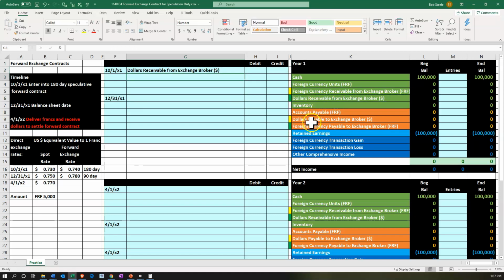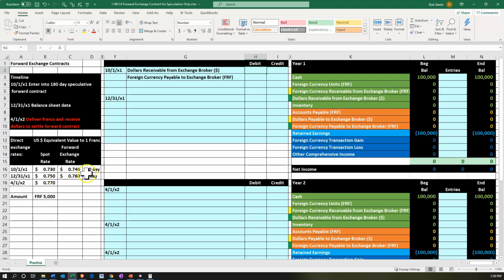And then the other side, instead of dollars payable to the exchange broker, we're not paying dollars this time. We're getting paid, we're not paying dollars. We're going to pay the foreign currency, the 5,000 francs. So if we put this on the books, we're going to value those 5,000 francs at this point in time using the forward rate. Same process we've seen in the past, in that we're taking that amount times the forward rate rather than the spot rate, speculating into the future to the point in time that this thing all will end, which is on 4/1/X2.